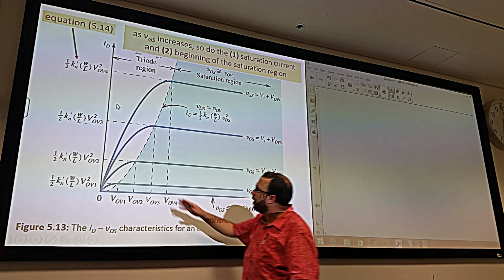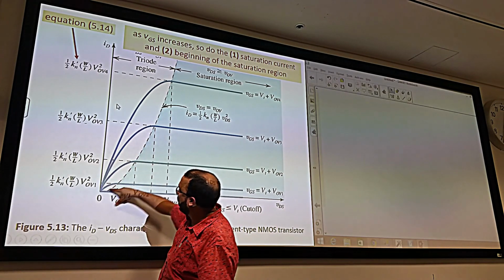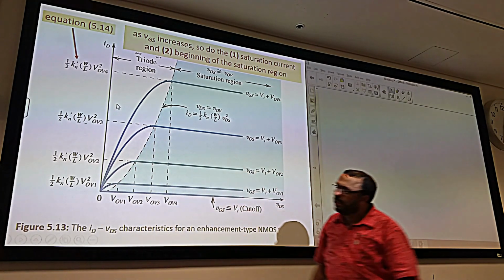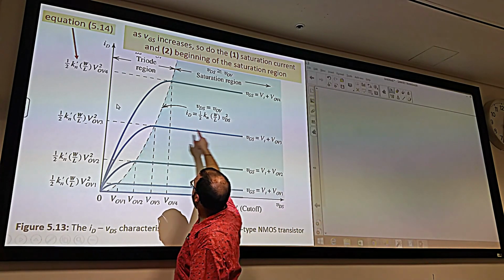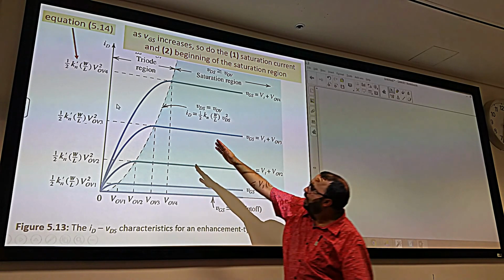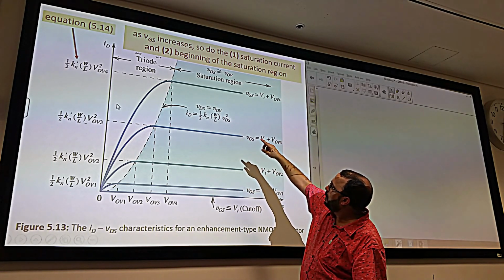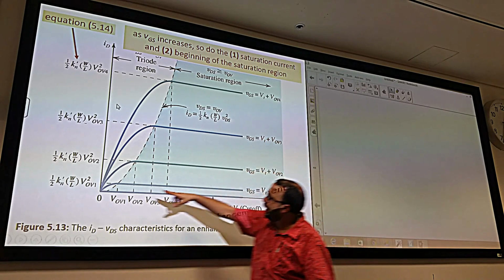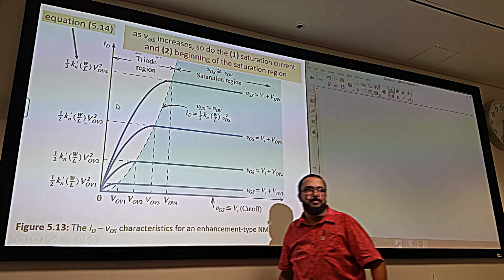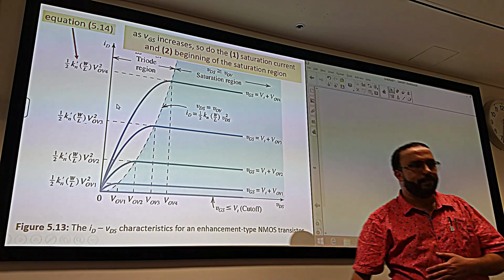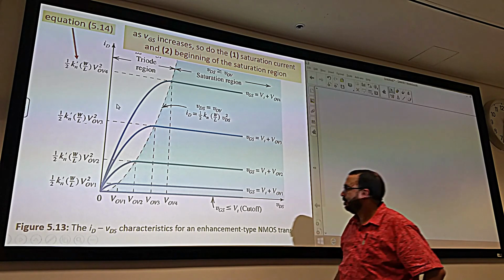That means the boundary between the triode and the saturation is quadratic in terms of VDS, meaning power of 2 of VDS, and that's why this curve is a parabola, if you remember that. Okay, clear? That's what it is. Very simple.